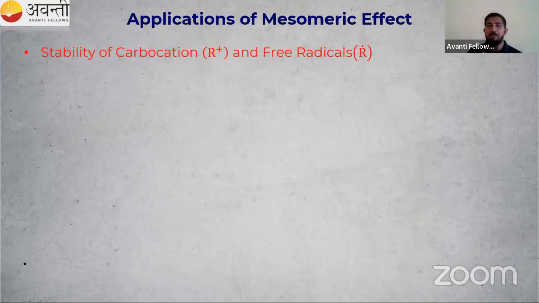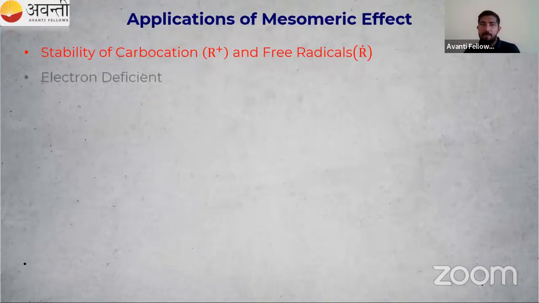Again, stability of carbocation, stability of free radical. We have explained this based on first, our inductive effect. Second, based on hyperconjugation. Third, we are explaining the stability again using mesomeric effect. So what is happening here? Let us check it. So stability, carbocation, R plus, free radical, R with a dot, right?